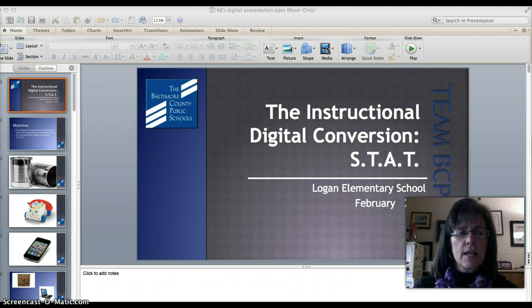What we're going to take a look at today in terms of this presentation is basically an outline of the digital conversion and what's going to take place over the next 4 to 5 years in Baltimore County Public Schools, so that we can prepare our scholars to be the best prepared learners for our 21st century. Here we go.